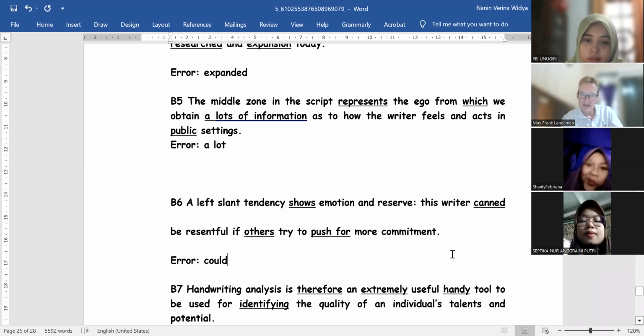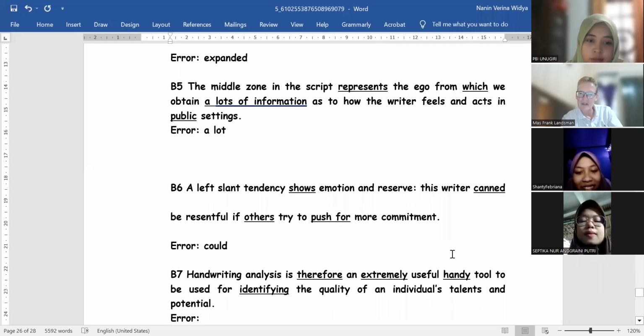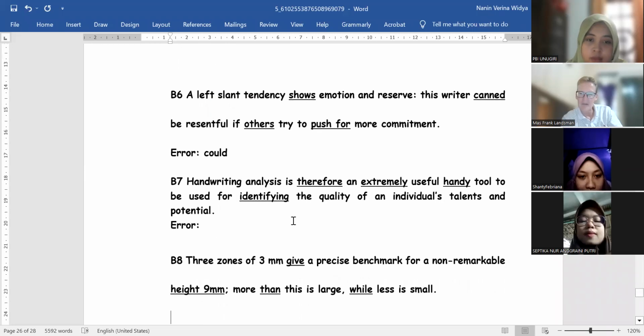Then B7, a bit further down, handwriting analysis is therefore an extremely useful, handy tool to be used for identifying the quality of an individual's talents and potential. Jadi bakat dan potensialnya. You can predict how somebody is going to function in a certain job. So it's very useful. A lot of companies use graphologists to analyze newcomers, new people who apply for a job.